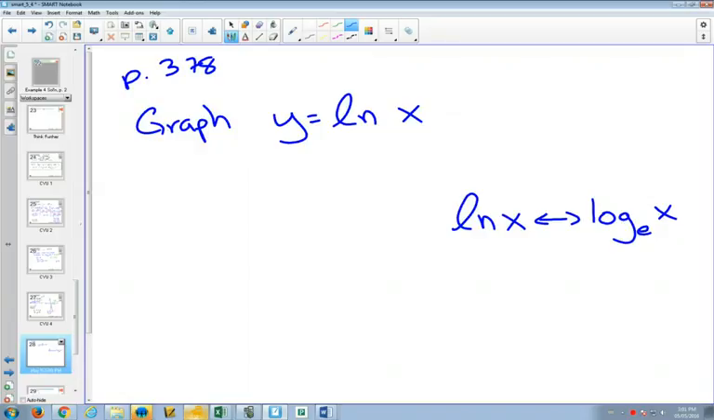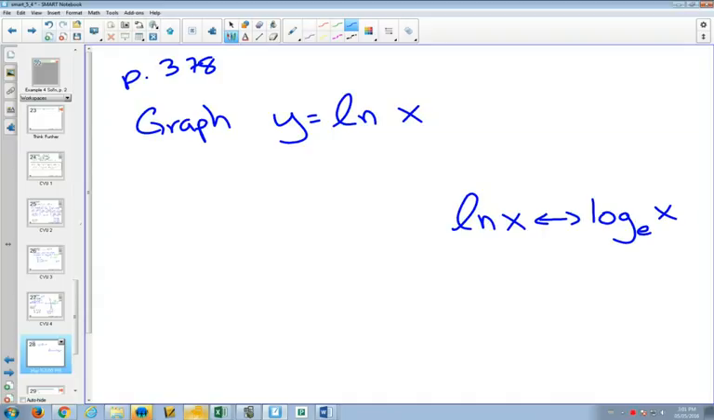So we can have all sorts of different bases, but the natural log happens so often that instead of having to write log base e of x all the time, it's got its own special function. And look how much time that saves you. You have to write 2 less letters every single time you want to write it. So it's a huge time saver.